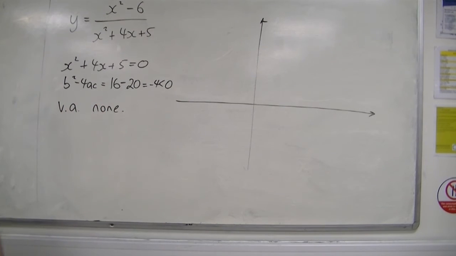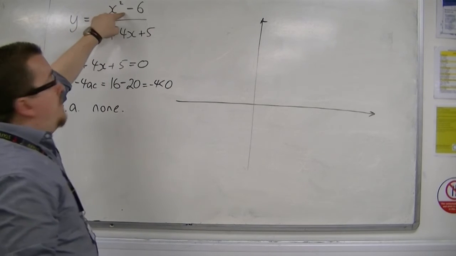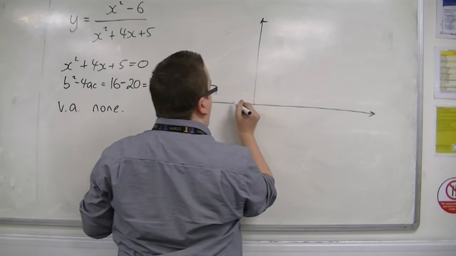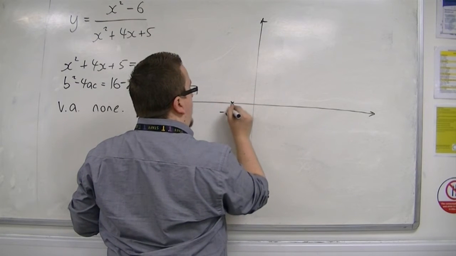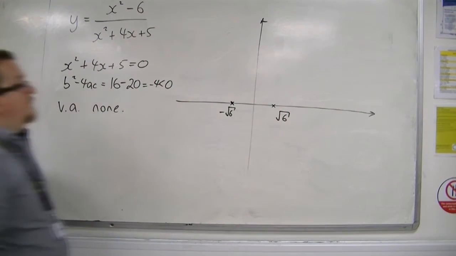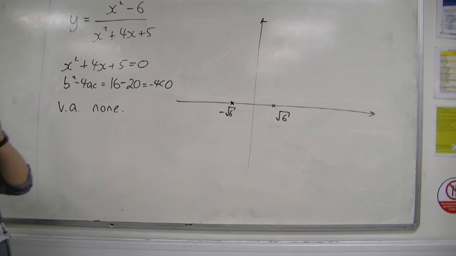Okay. How about where it crosses the x-axis? Now it crosses the x-axis when the numerator is 0. So x squared minus 6 is 0, so x must be plus or minus the square root of 6. So we've got minus root 6 and we've got positive root 6. What else do we have here?